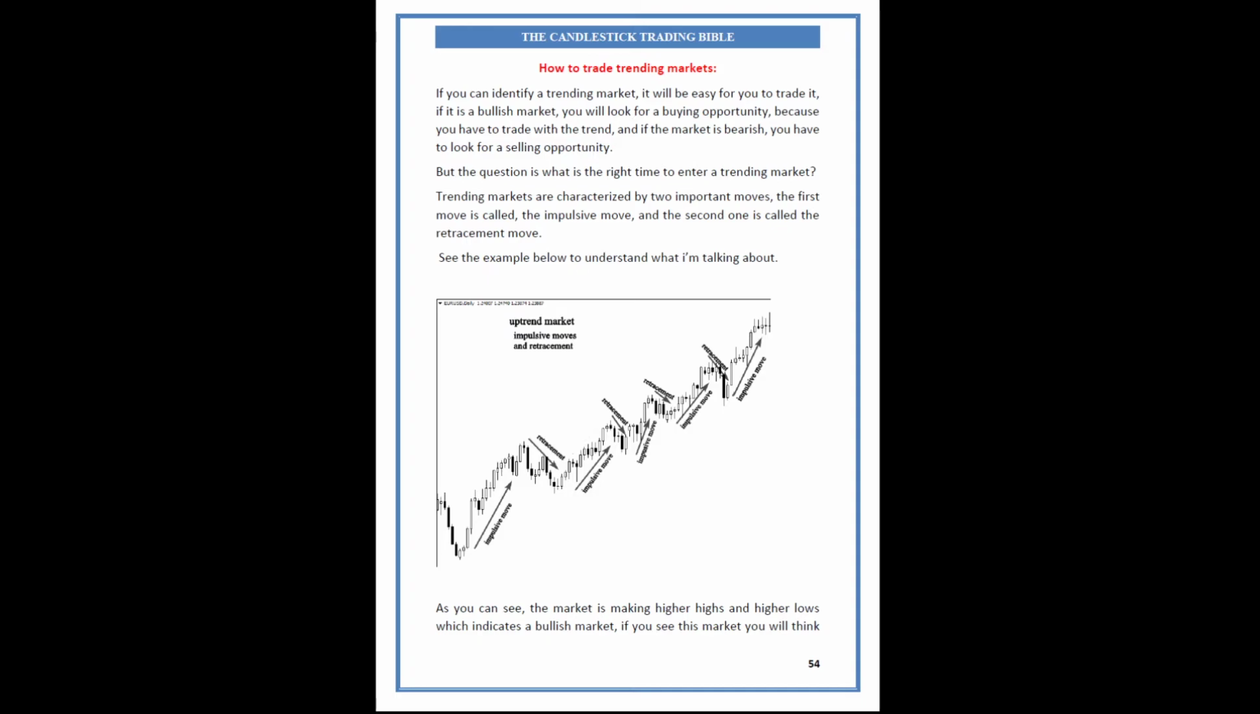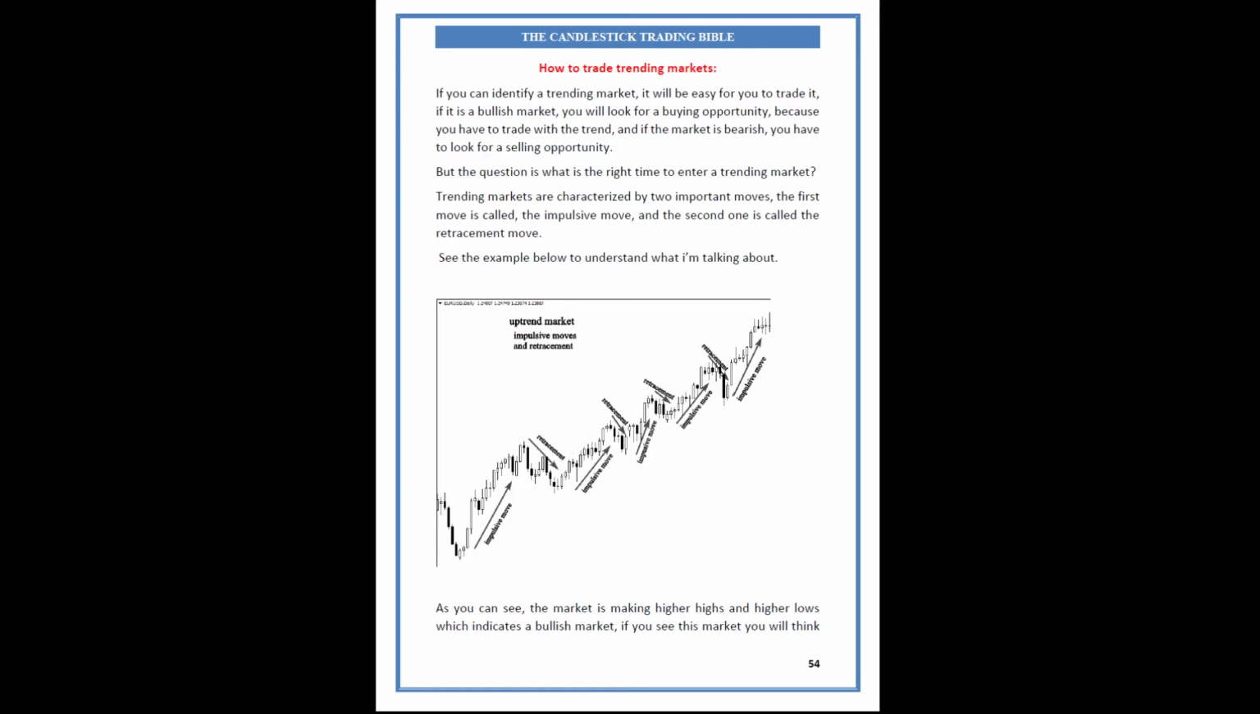Trending markets are characterized by 2 important moves. The first move is called the impulsive move, and the second one is called the retracement move. So look at the example below, get a clear picture of the impulse, the retracement, the impulse, the retracement, the impulse, and you see that it's a constant build up that leads to maybe consolidation, or it's going to lead to a downtrend, a reversal.